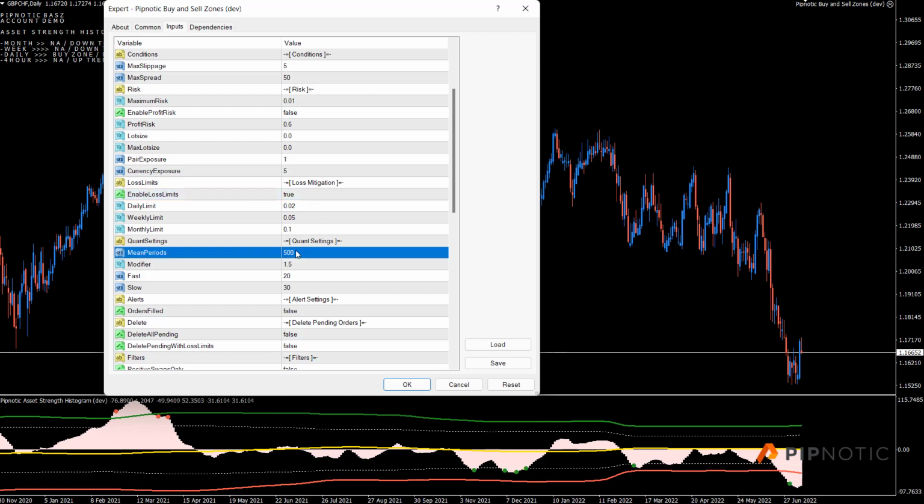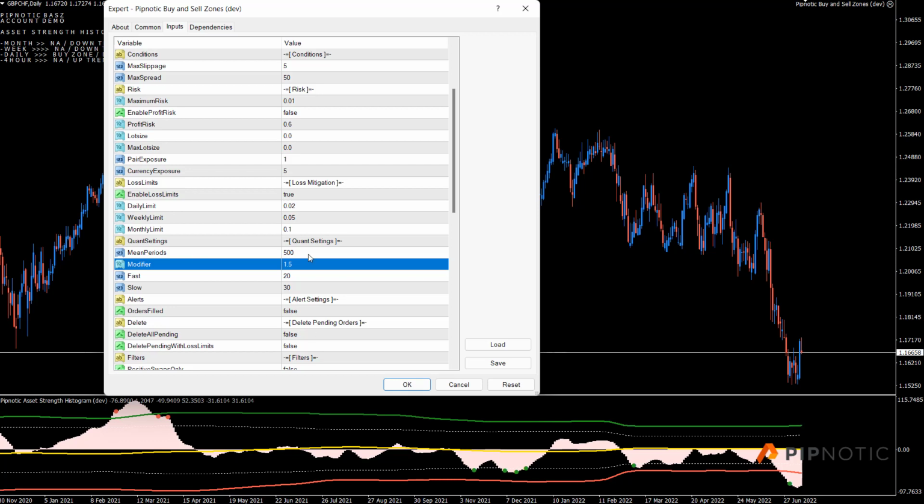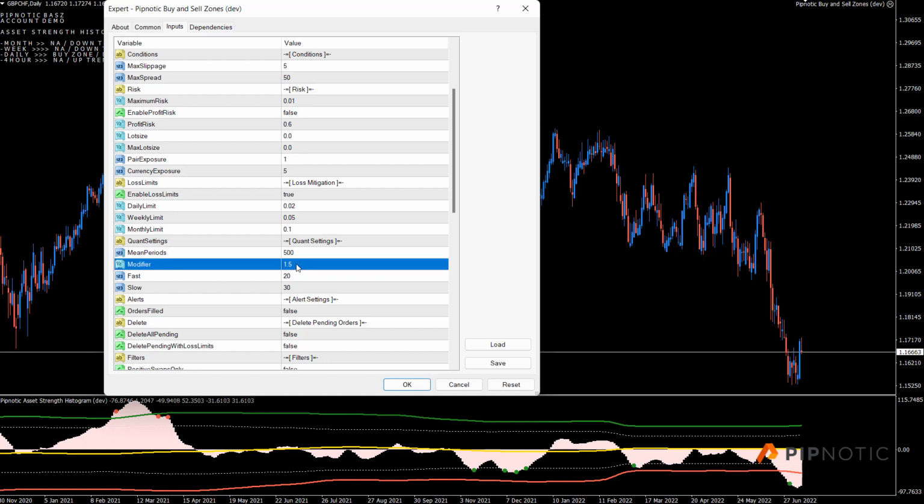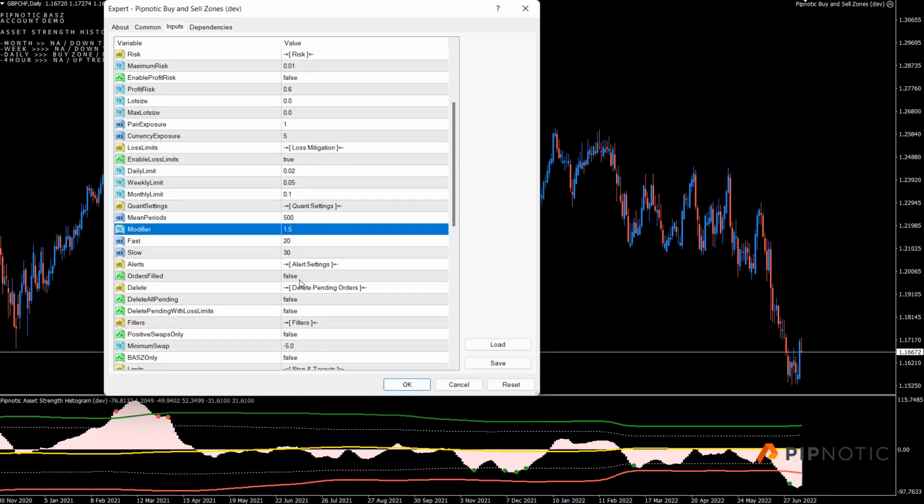We have Quant Settings. This is the asset strength histogram stuff, which you'll recognize from the asset strength histogram and the asset strength version of the algo trader. We have mean periods 500, modifier 1.5. This tells the software, the buy and sell zone algo, where to put the green and the red lines, so the buy and the sell zones. We have the fast and the slow readings. These are exactly the same as in the asset strength histogram. Then we have this setting.